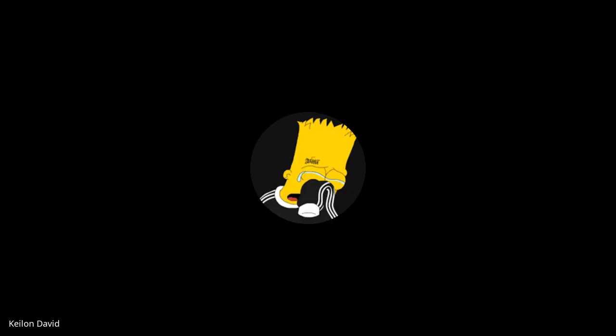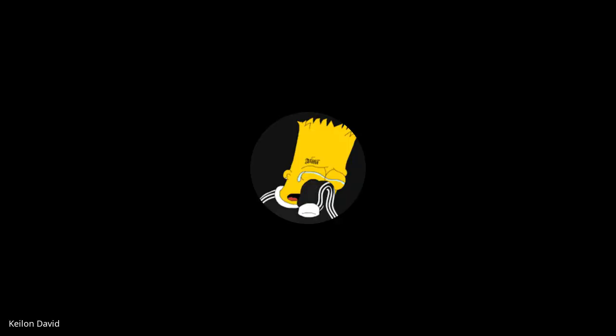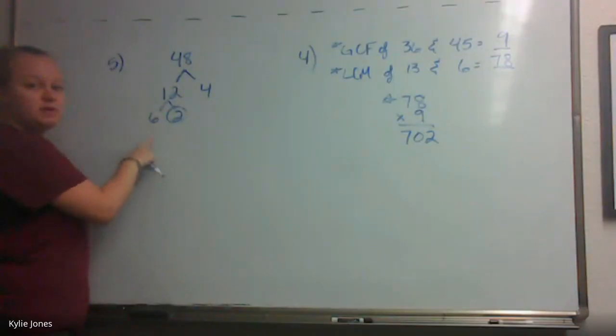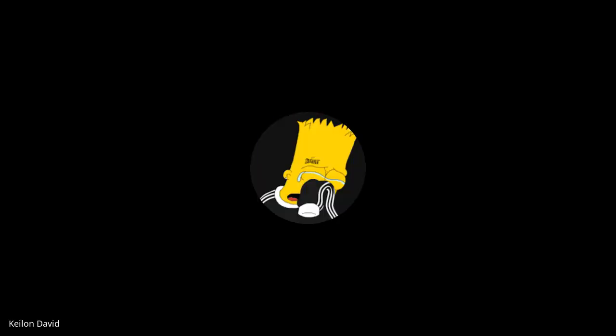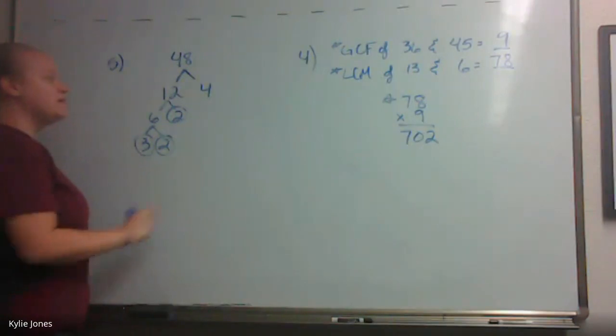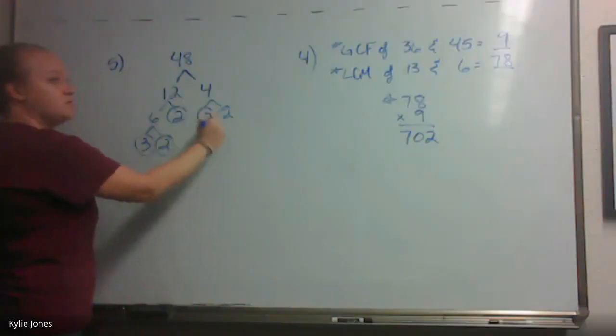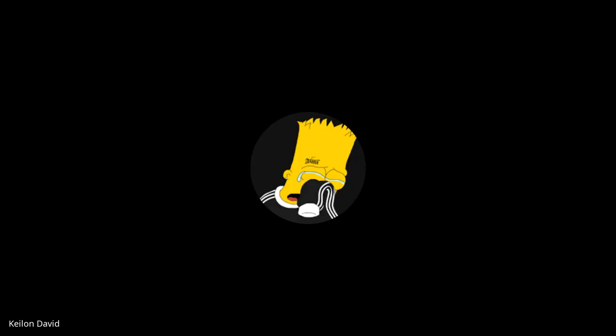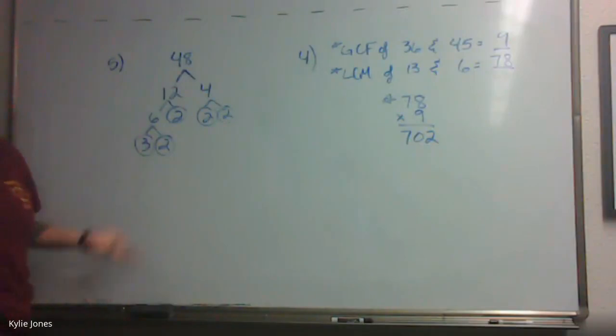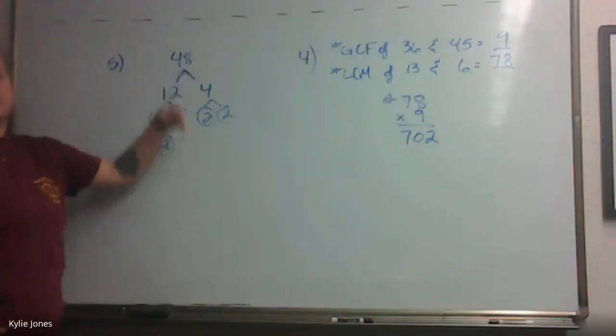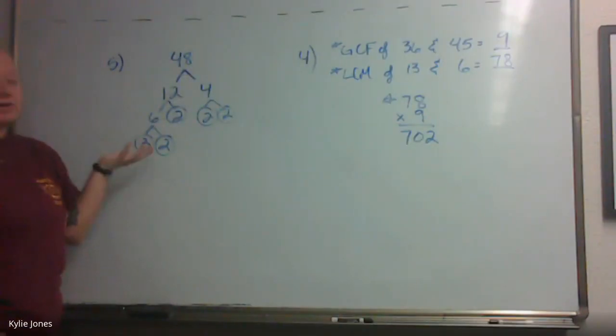What goes into 12? 6 and 2. Okay, we know that 2 is prime, but what about 6? 3 and 2. What about 4? 2 and 2. And they're both prime, so we can circle it. Now, this one just asks for the factor tree. So we're done with that one.